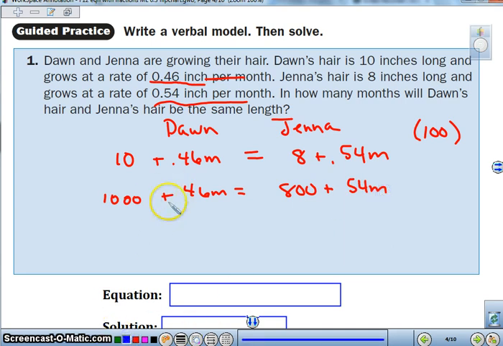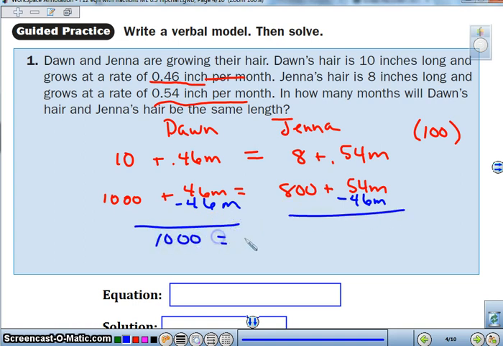As you are solving these problems, do you always have to do this? Not always, but one of the things they want you to think about is that as we now get our variables on both sides, we're not dealing with any decimals. So if we look at this problem, we have 1,000 is equal to 800 plus, when we take 54 minus 46, 8m. You're going to subtract 800 from both sides. Again, you should be doing this without your calculator. So we're going to have 200 is equal to 8m.